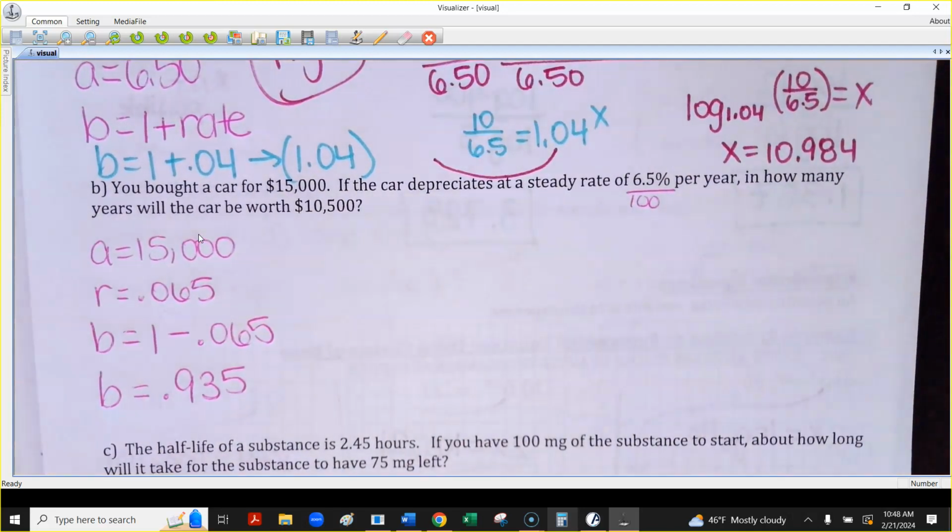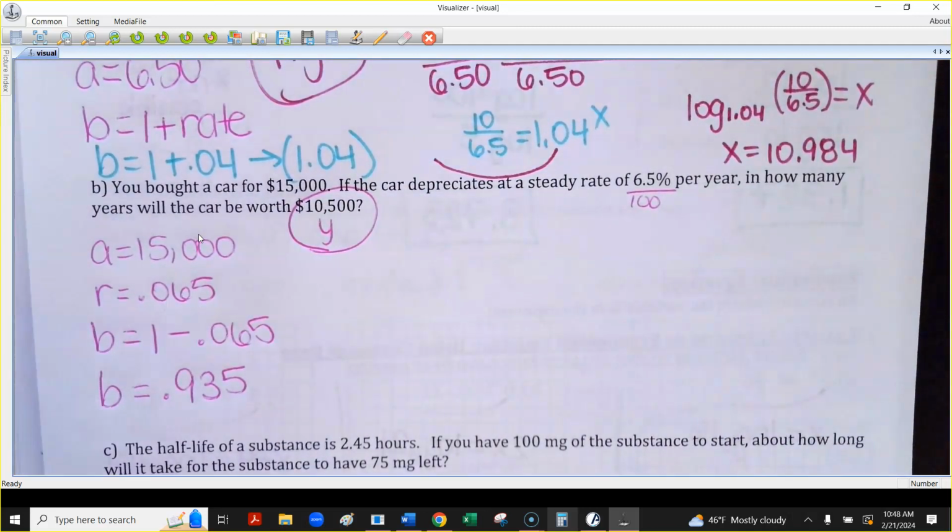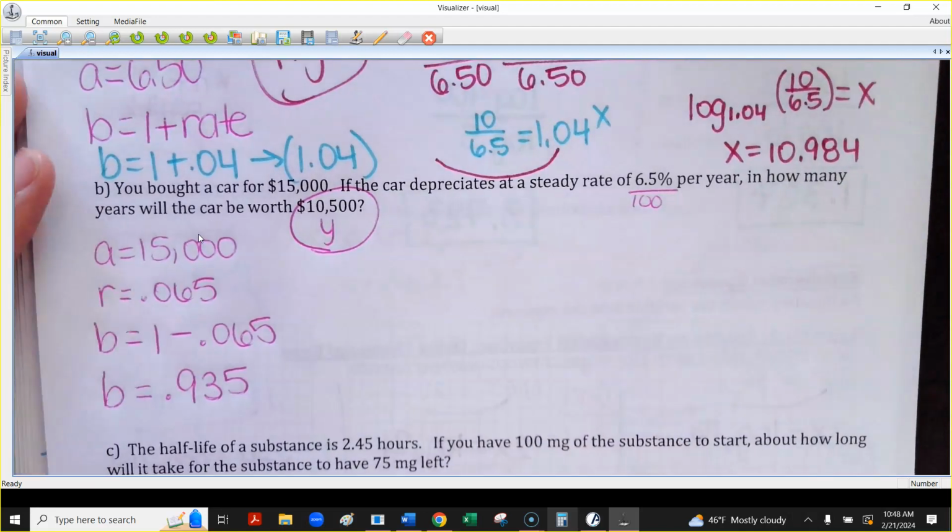Now, it says when, or in how many years, so we're going to figure out time again here. When's the car going to be worth $10,500? So this is your Y value at the end. Like, how long is it going to take for the car to get down to that value? So we're just going to plug all this stuff in.